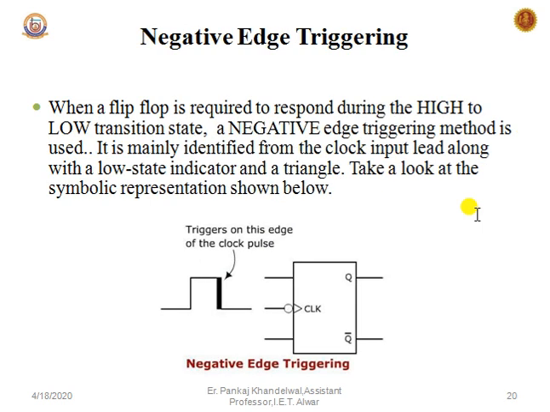Negative edge triggering. When a flip-flop is required to respond during the high to low transition state, this is the high state and this is the low state. When the signal goes from high to low, the negative edge triggering method is used. It is mainly identified from the clock input lead along with a low state indicator and a triangle. This is the low state indicator, the NOT gate sign, and this is the triangle.